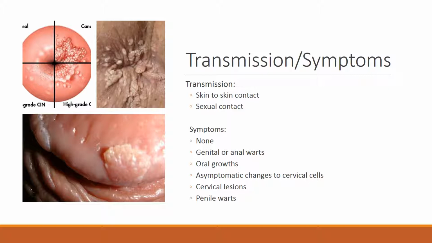People might have genital or anal warts. There could be oral growths or oral warts. And what we do get concerned about is those changes to the cervical cells, oftentimes with no symptoms at all, or something that changes that you might need to see during a special procedure like a colposcopy procedure. And then possibly with higher grade changes on the cervix over time with the HPV virus, you might see some cervical lesions.